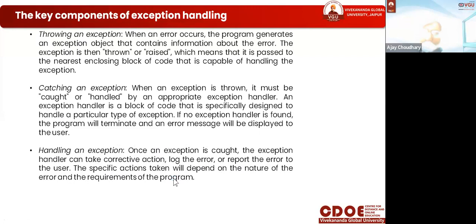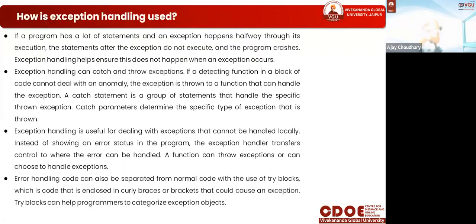So there are ways to handle these kinds of exceptions by writing code. If a program has a lot of statements and an exception happens halfway, meaning it is not executed properly through its execution, the statements after the exception do not execute. The code after that part is not executed, and the program crashes. Exception handling helps ensure this does not happen when an execution error occurs.